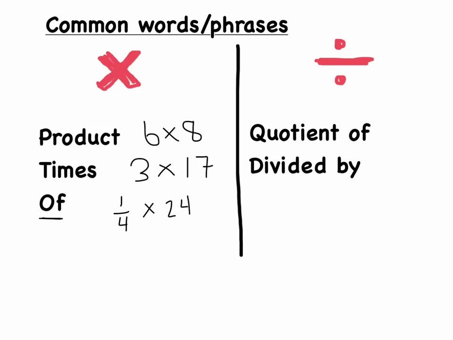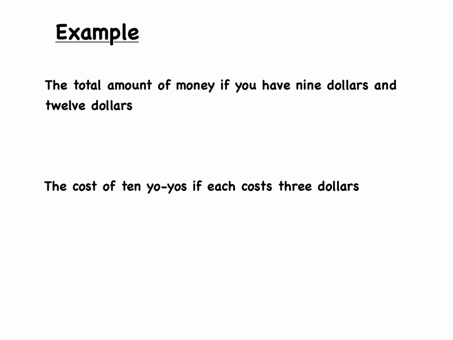In division, one of the most common words we would use is quotient. For example, the quotient of 14 and 7 is 2. That basically means what is 14 divided by 7? The next one is divided by, which I actually just used. So what is 24 divided by 2? That would be 12.